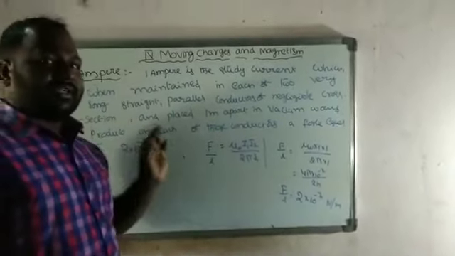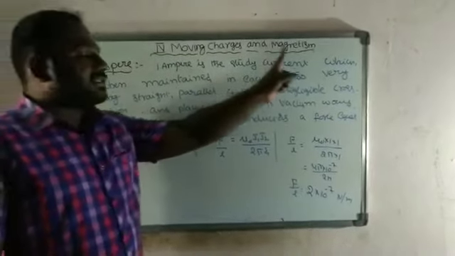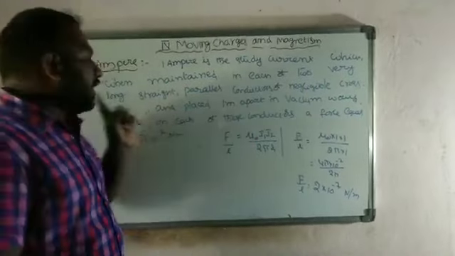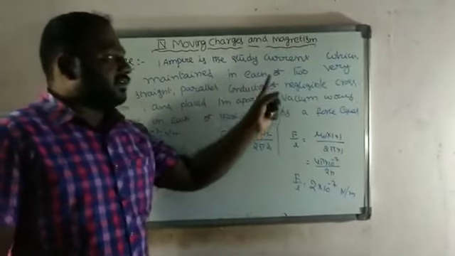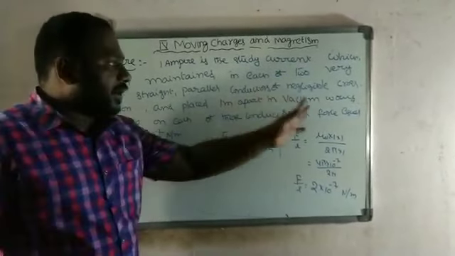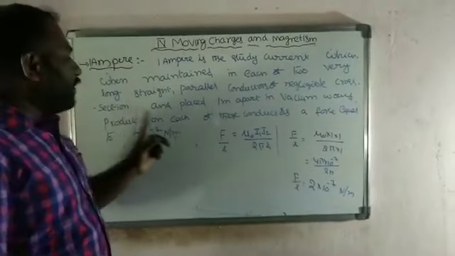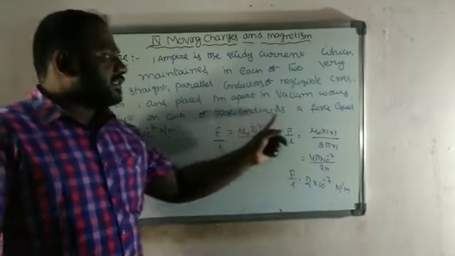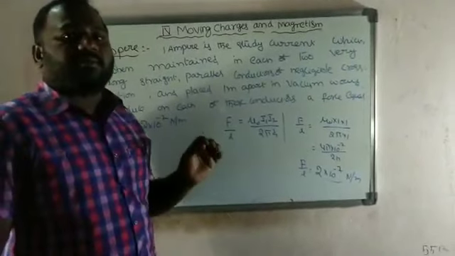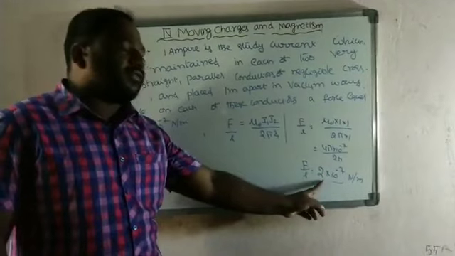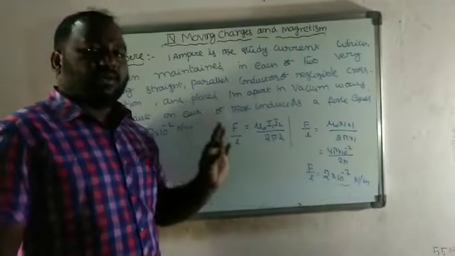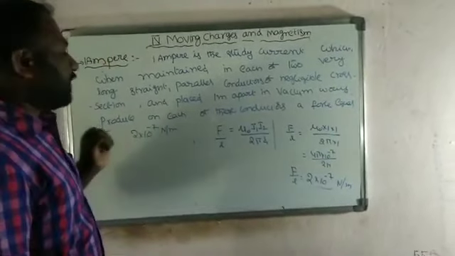So finally, the definition is: 1 ampere is the steady current which, when maintained in each of two very long straight parallel conductors of negligible cross section and placed 1 meter apart in vacuum, would produce on each of these conductors a force of 2 into 10 power minus 7 Newton per meter. To produce this amount of force between two parallel conductors, the current maintained in each conductor is 1 ampere. So this is the definition of 1 ampere.